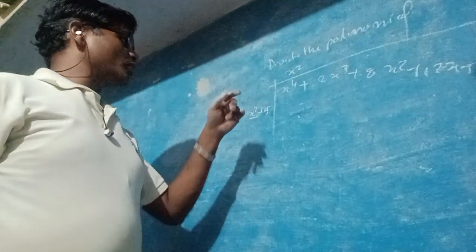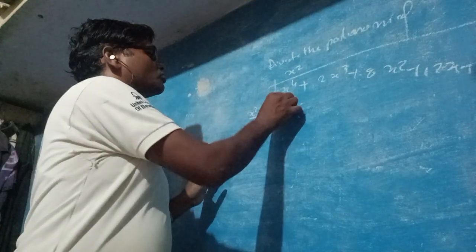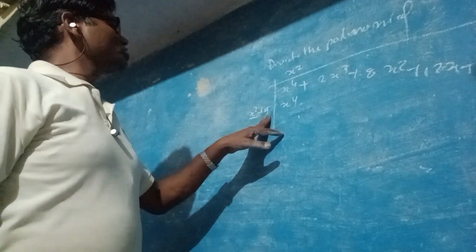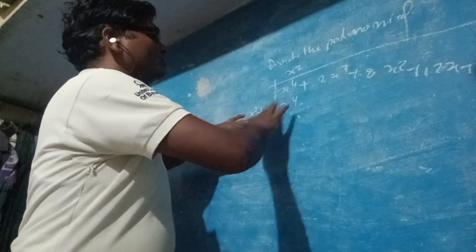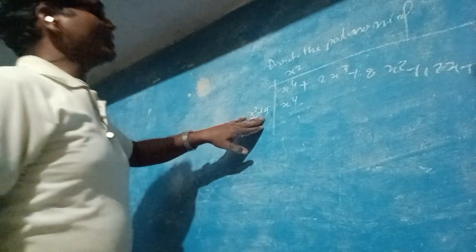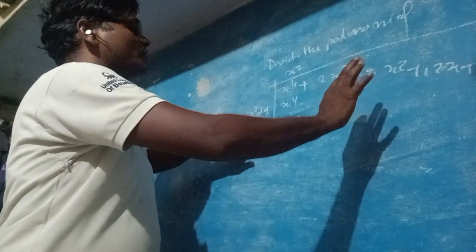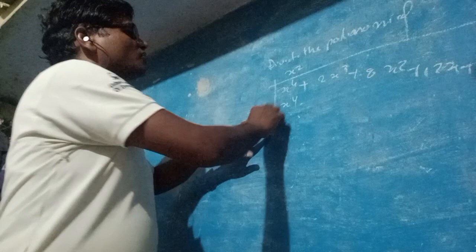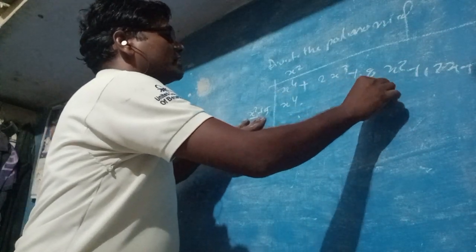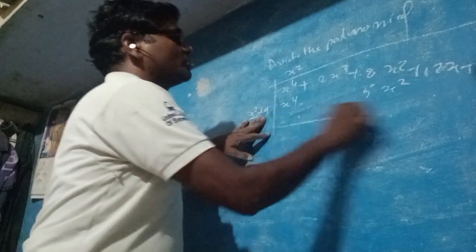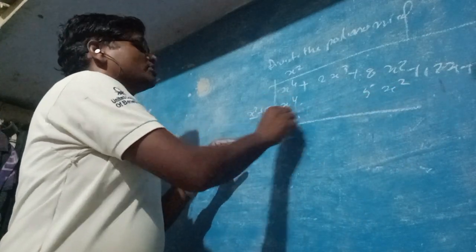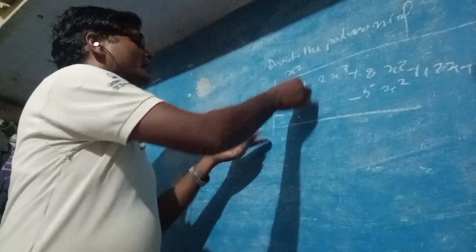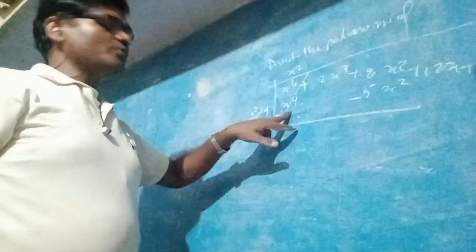So x square times x square gives x to the power 4, and further we will also multiply x square by 5, so it becomes 5x square. We will write the 5x square below the given dividend where the x square variable is available, the 8x square. Then we will change the signs: the plus changes into minus, and the 5x square also changes into minus, and the x to the power 4 will cancel out.